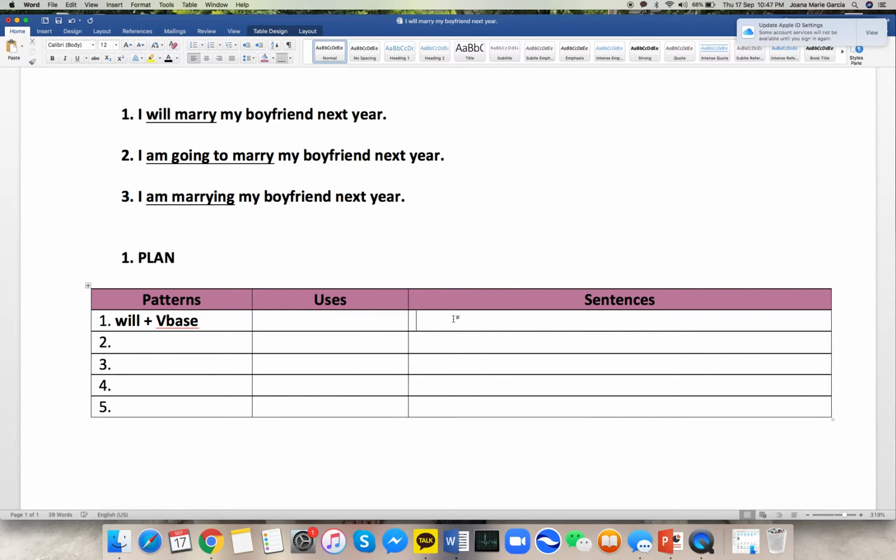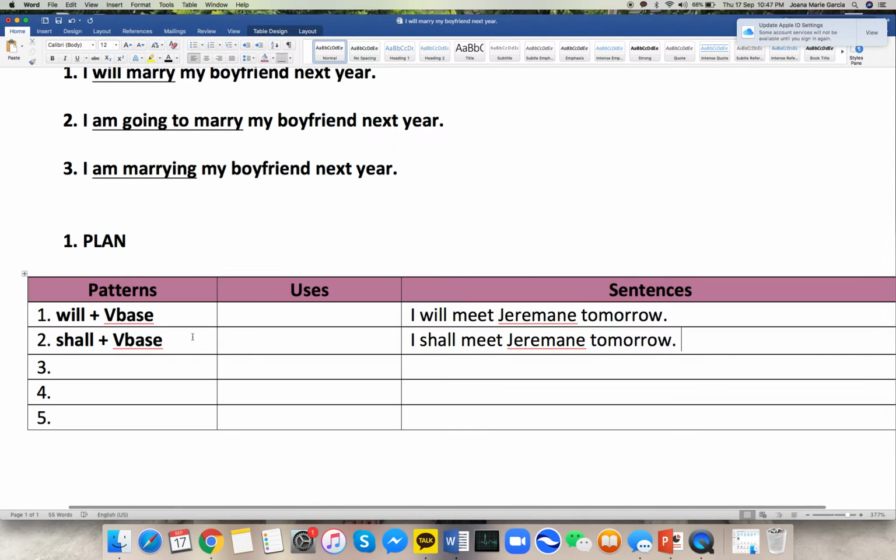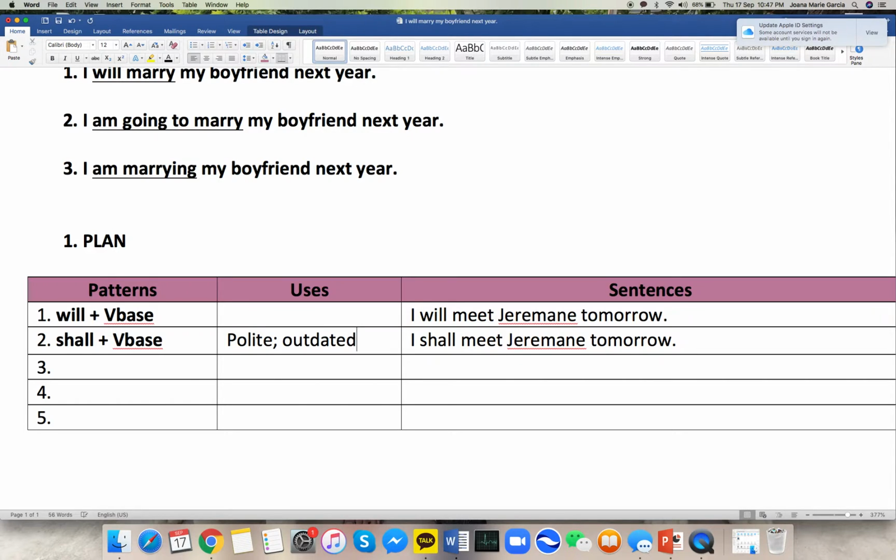Okay, right, let's have an example. I will meet Jermaine tomorrow. And for the next one, we have shall plus the base form of the verb as well. I shall meet Jermaine tomorrow. Now, the meanings of the sentences are just the same. What is the difference between the two? Shall is just the more polite form of the word will, and it's outdated. When we say outdated, we don't normally use that nowadays.